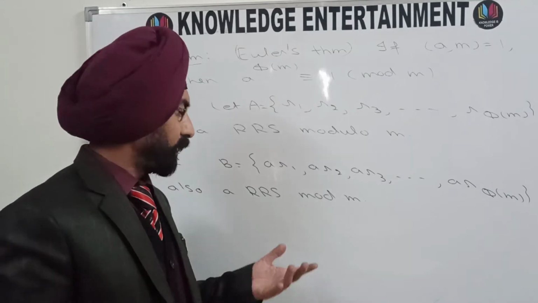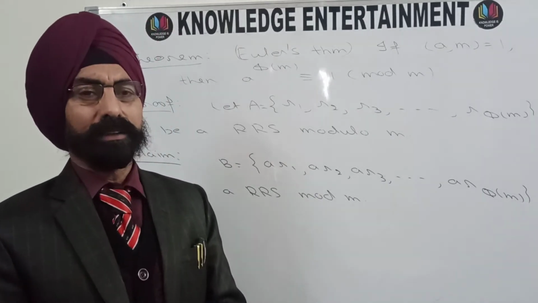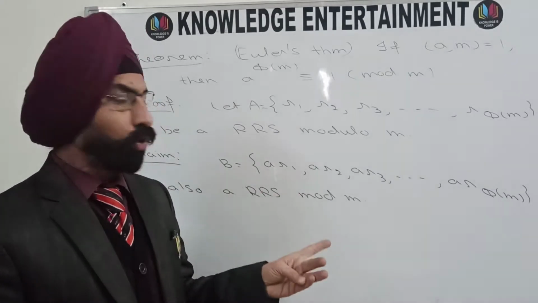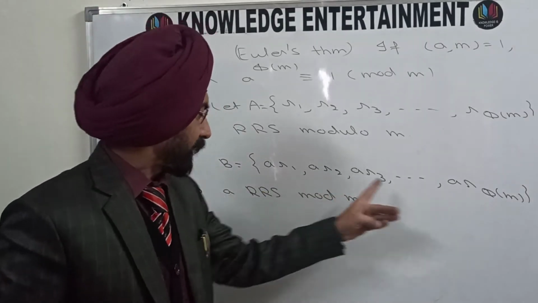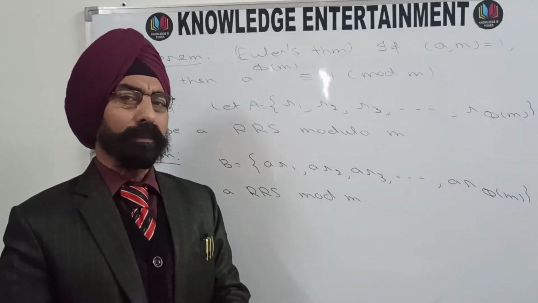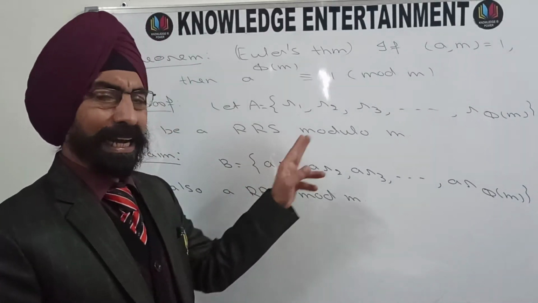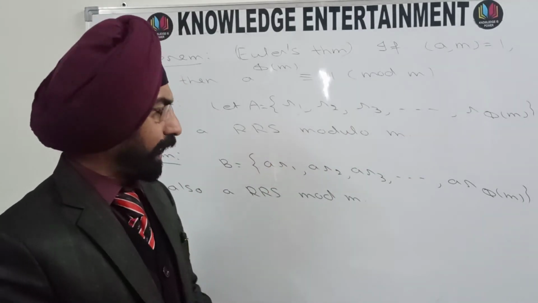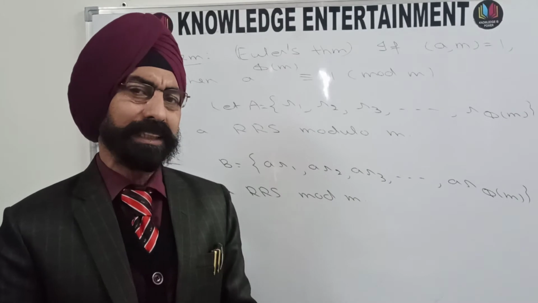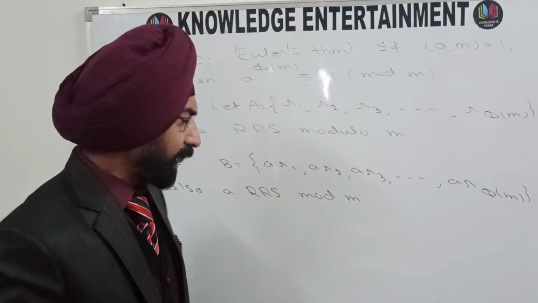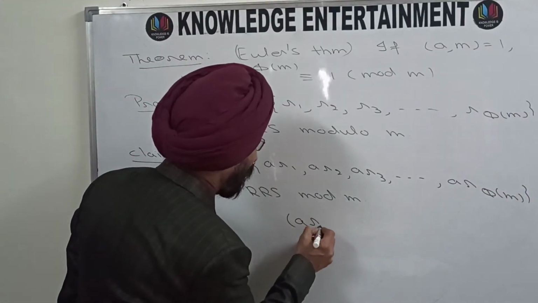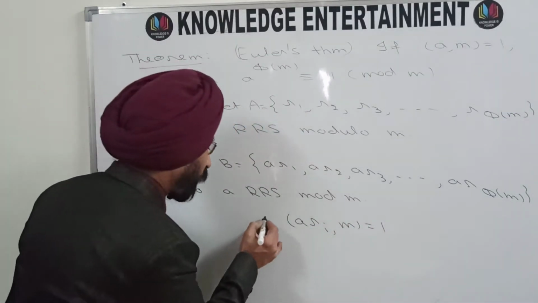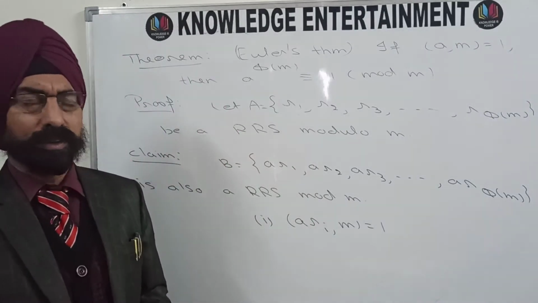For this, what will I have to prove? We will have to prove three things. First, we will show that each member of the set B is co-prime to m. That means a r1 and m have GCD 1, a r2 and m have GCD 1, a r3 and m have GCD 1 and so on. In general, a ri and m have GCD 1. This is the first thing we will prove.